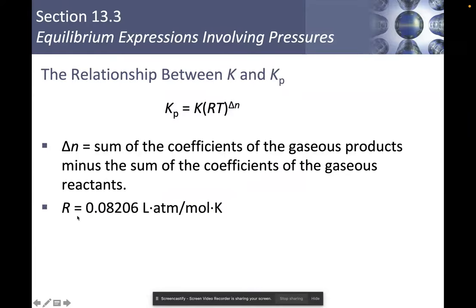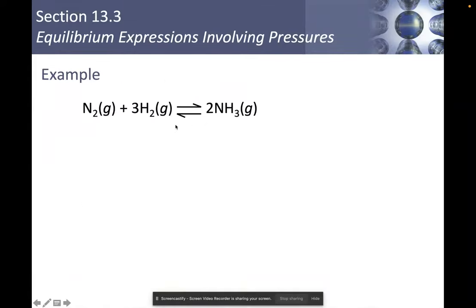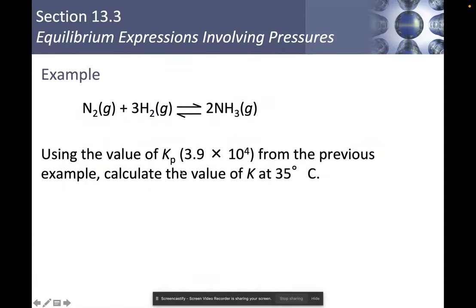So R and T, what are those? Well, R is our universal gas constant. It's in liters times atmospheres per mole Kelvin. And then T is the temperature. And yes, the temperature has to be in Kelvin. So let's use that. Here's the same exact equation, right? Now, let's use what we just found. We found that the equilibrium constant for the pressure of this is 3.9 times 10 raised to the fourth power, right? So let's calculate that at 35 degrees Celsius, okay?